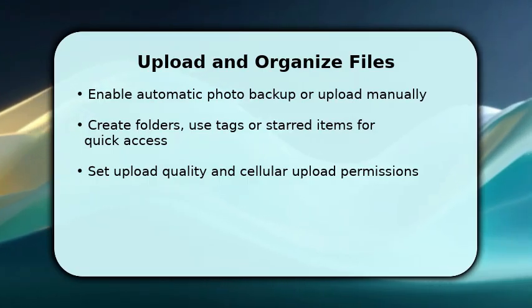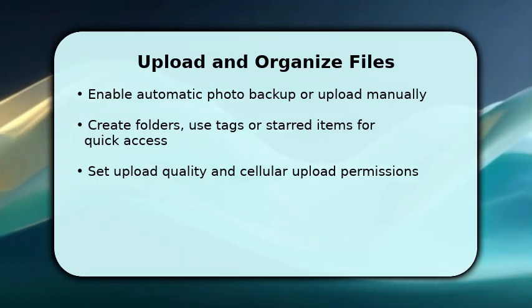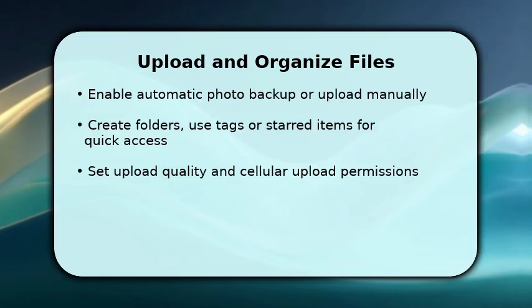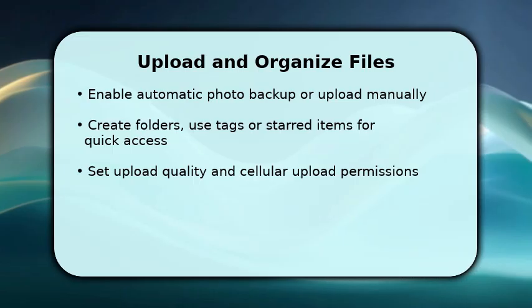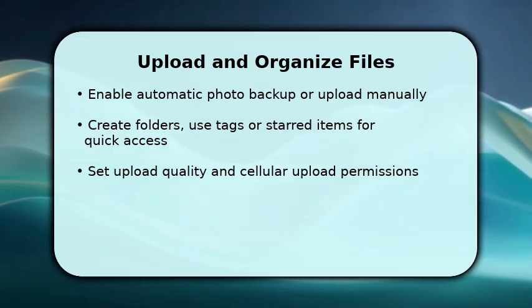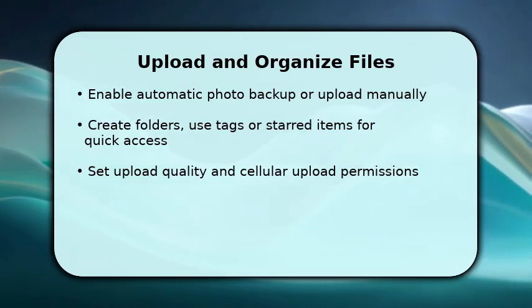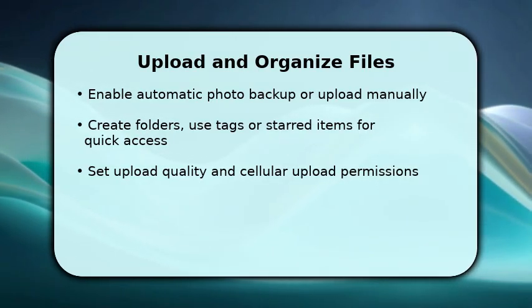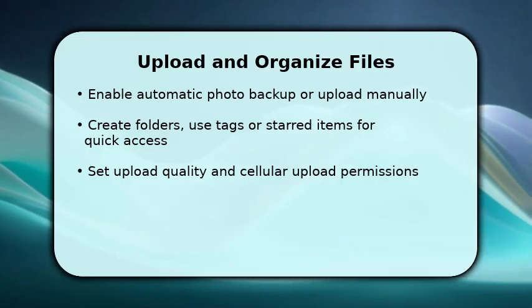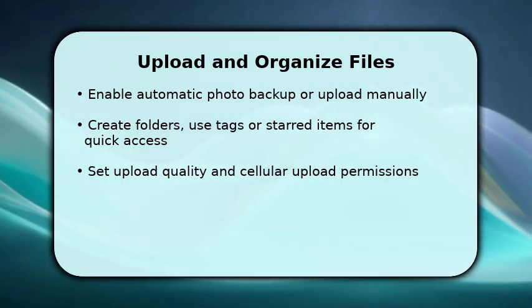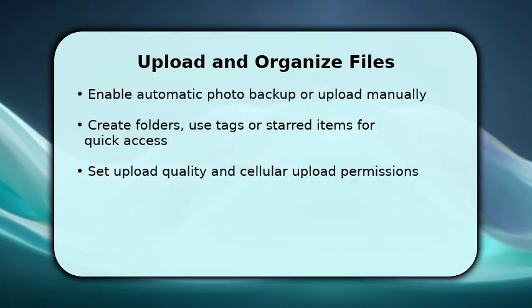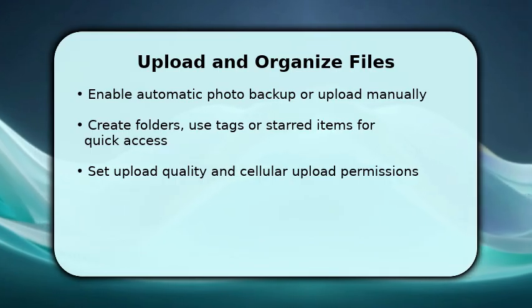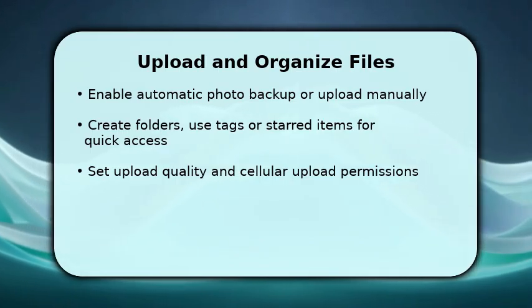Now focus on execution. Open the Cloud app and pick Upload or Backup to move photos, videos, and documents into your cloud. Create clear folders and name them consistently so retrieval is fast; tags or starred items speed search. Adjust upload quality and decide if uploads over cellular are allowed to control data use. Once files are in cloud folders, verify they open in the app and sync across devices. If not, force sync or refresh the app to push changes through.